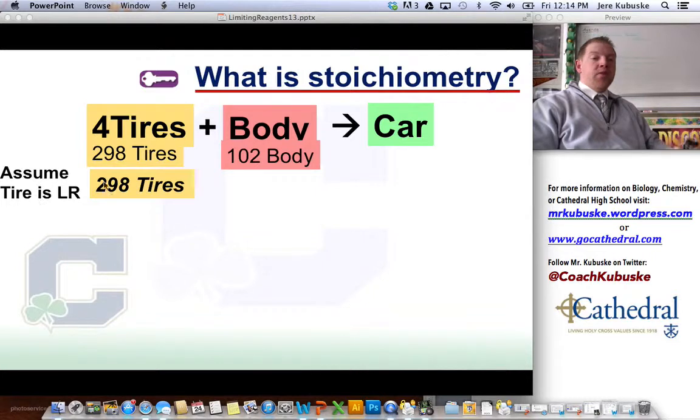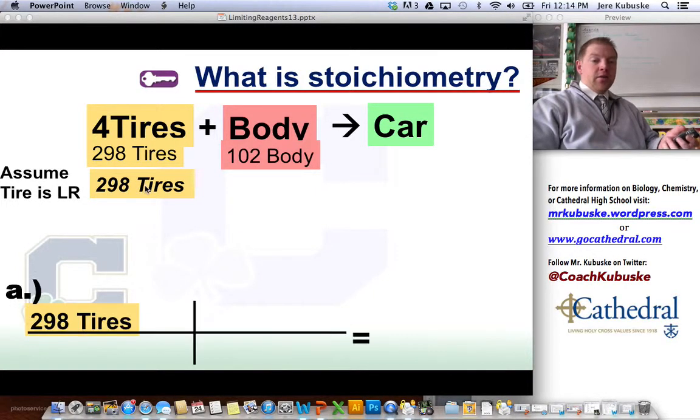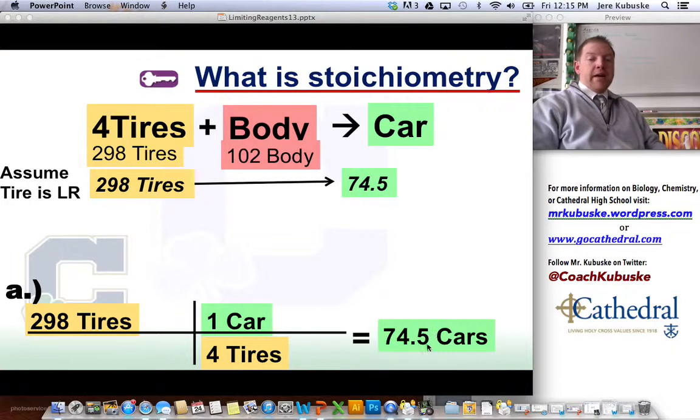So I'm going to assume that the tires are the limiting reactant. If I do that, I start with 298 tires. So that's my given. If I have tires on the left, I have to have tires on the bottom. Okay, and I know that there's 4 tires for every 1 car. I know that because of my reaction up here. 4 tires, 1 car. There's no coefficient, so that's a 1. So I cross out units and I would have just cars left over. So 298 divided by 4 gives me 74.5 cars.